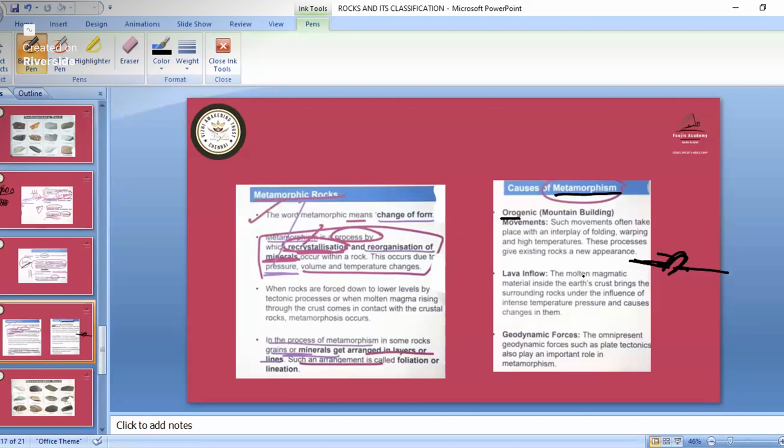Then lava inflow. The molten magmatic material inside the earth's crust reaches the surrounding rocks under the influence of intense temperature.